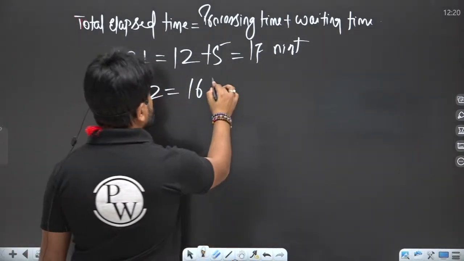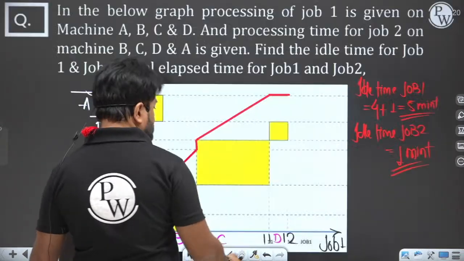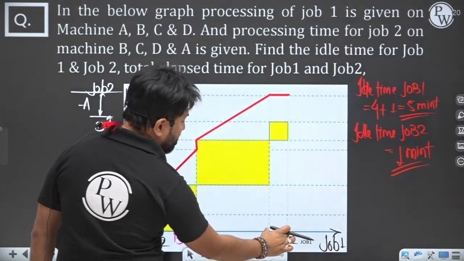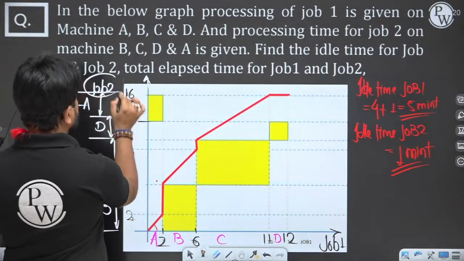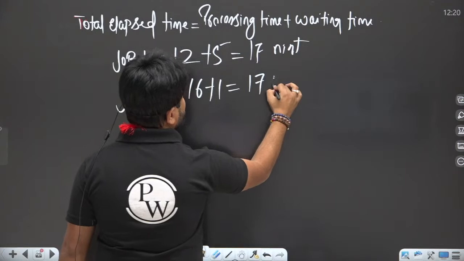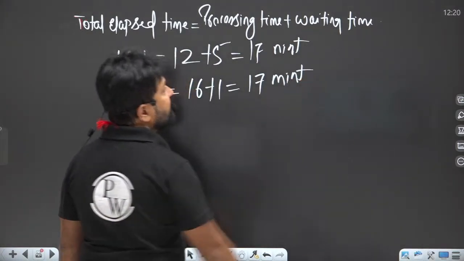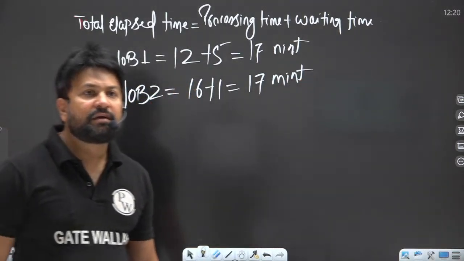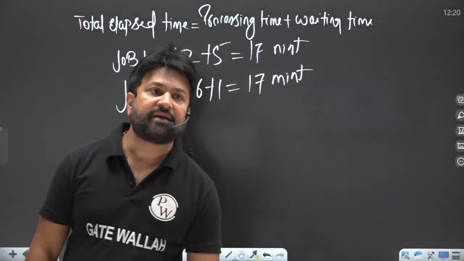16 plus 1. Here the total waiting time for job 2 is what? 1. So 16 plus 1, that is what? 17 minutes. Is that clear?